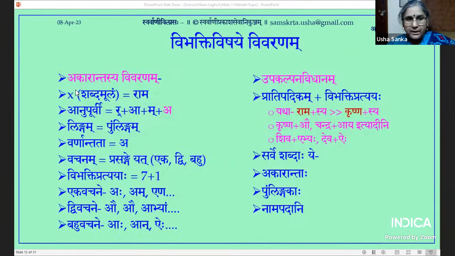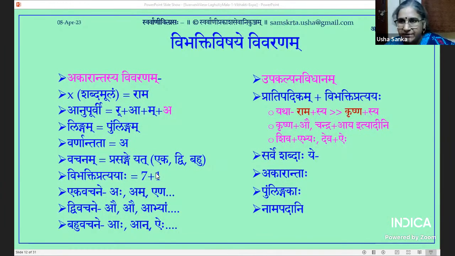Now I'll tell you. In the case of Rama, you have the Shabda Moolam as Rama, with A in the ending. The spelling of Rama ends with A, so in the ending you are hearing A. The lingam is Pumlingam and the Antima Varna is A. The Vachanam is whatever you want. For one Rama, you use the Ekavachanam form. For many Ramas, you use the Bahuvachanam.